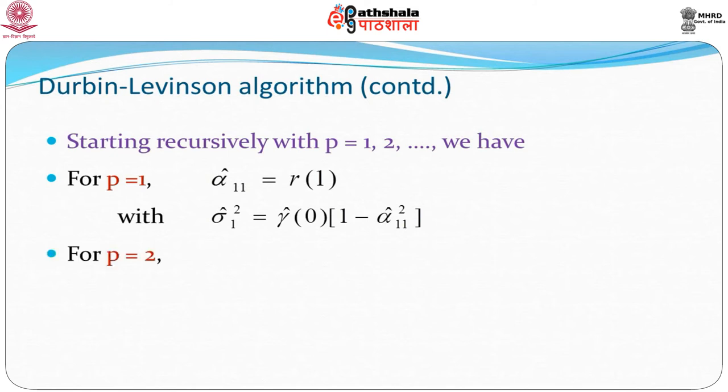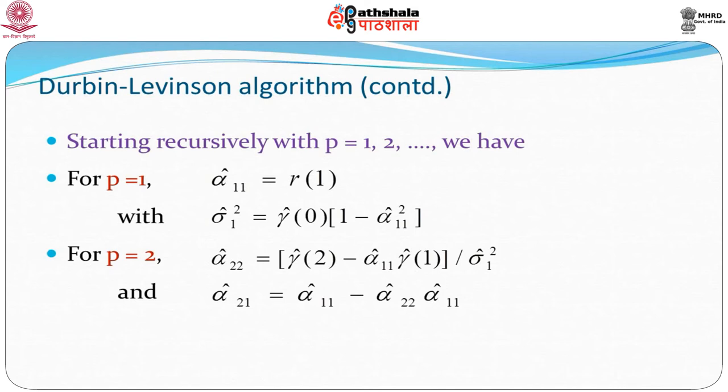When p equal to 2, we have alpha 2 2 hat is gamma 2 hat minus alpha 1 1 hat gamma 1 hat, divided by sigma 1 hat square. And alpha 2 1 hat is alpha 1 1 hat minus alpha 2 2 hat alpha 1 1 hat, and we also get the estimate of the variance. The important thing to note here is that when we go to the second equation, that is for p equal to 2, first we estimate alpha 2 2 hat, that is the alpha p p type of parameter. Alpha 2 2 hat is in terms of the known gammas which we have estimated from the sample, and in terms of the alpha 1 1 hat that we got at the previous step for p equal to 1, and sigma 1 hat square, which we also got for p equal to 1. So having done p equal to 1, we get these two values, and once you get these two values, you can calculate alpha 2 2 hat.